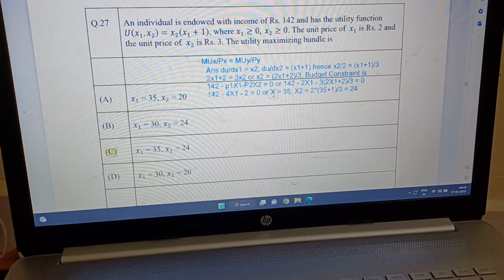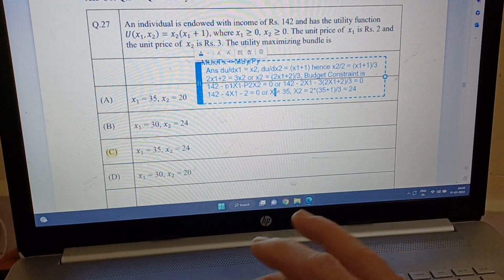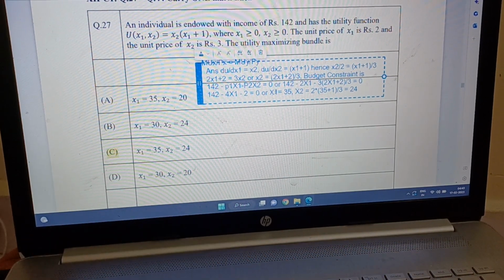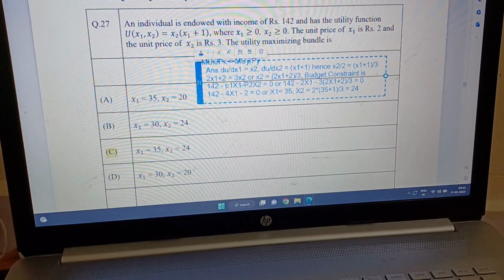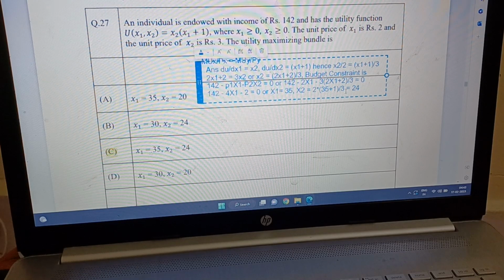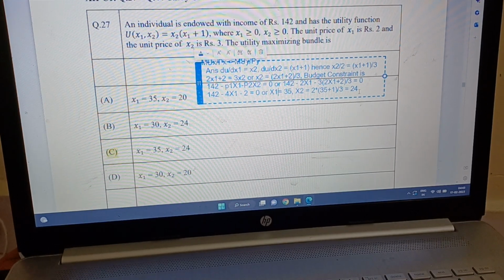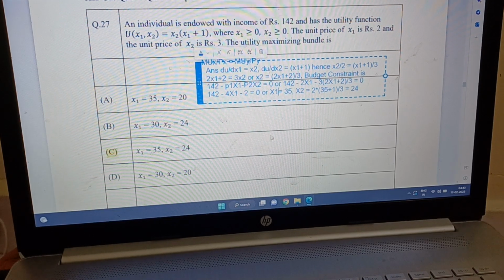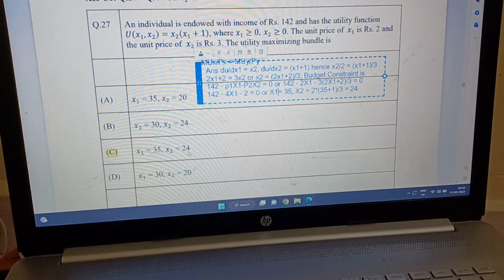So once you have got x1 is equal to 35, what will be x2? We know that x2 is equal to (2x1 plus 2) divided by 3, so we just put in this value: x2 is equal to (2 times 35 plus 2) divided by 3, which is equal to 24. So your answer is C: x1 is equal to 35 and x2 is equal to 24.